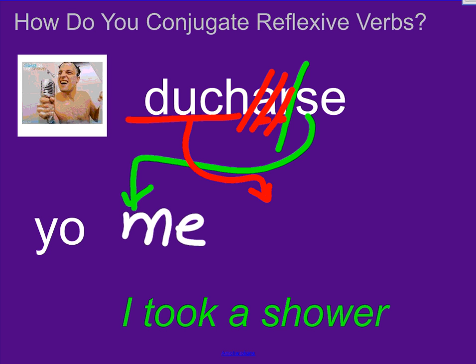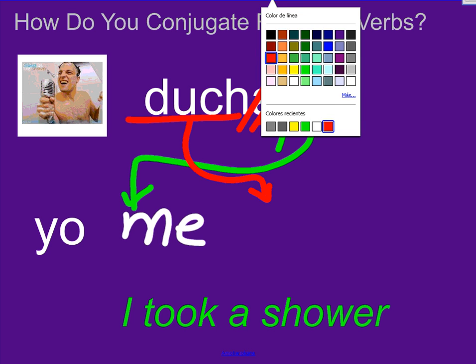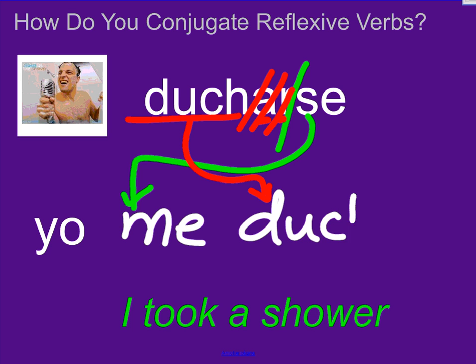And now we have to add the ending. So that's the third step. So after we have yo, me, duch, copy the stem after taking off the last two letters. Then we add the ending for the yo form in the preterit tense in this example. Yo, me, duché. I took a shower.